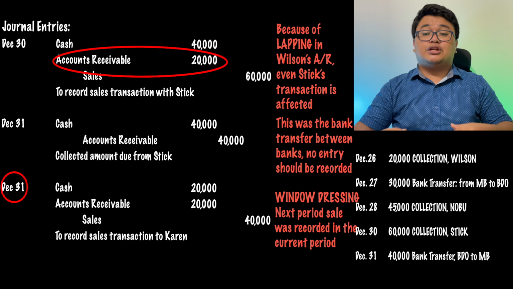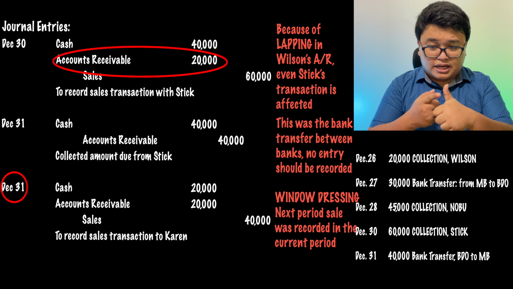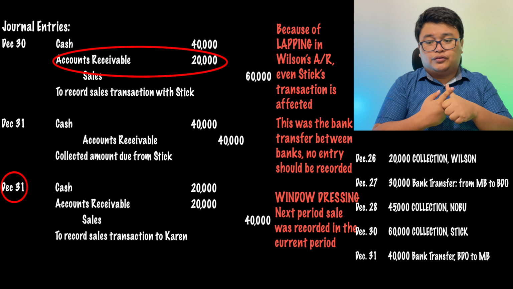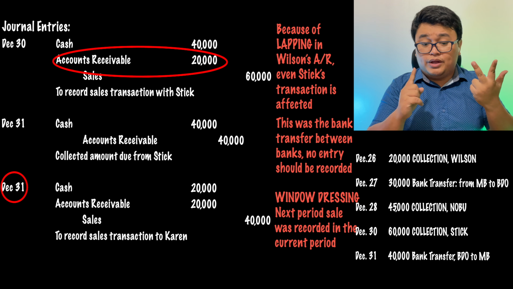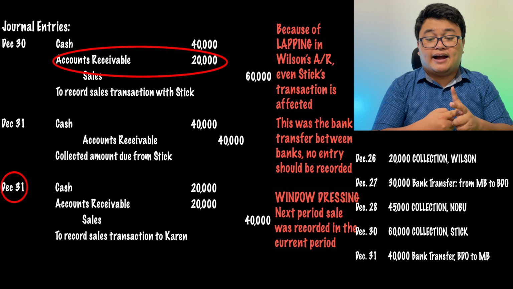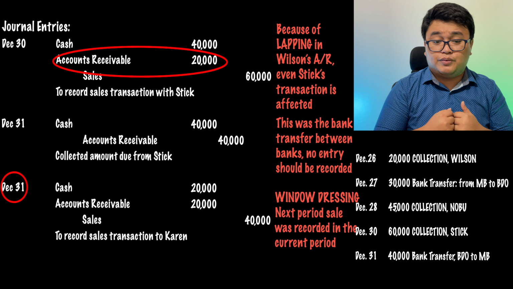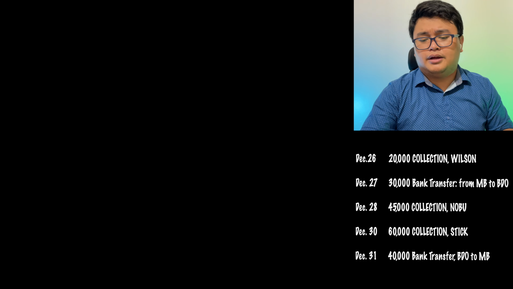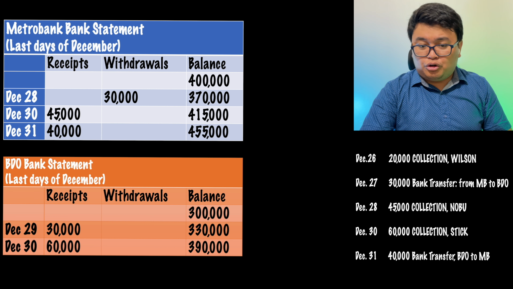Now that we inspected the journal entries, there's a chance for lapping in Wilson's accounts receivable, there's a chance of erroneous entry for the bank transfer, and also window dressing, right? Because we recorded Karen's deposit, which is supposed to be on January 2, as part of December. Now let's inspect the bank accounts of our Metrobank as well as BDO bank statement.